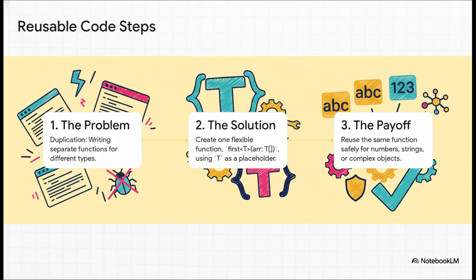The solution is something called a generic type variable, which we write as capital T. Just think of T as a placeholder for any type. You write the function just once using T, and TypeScript is smart enough to figure out what T actually is every time you use it. The payoff here is huge. One function, one piece of logic that can be safely reused for any kind of data.